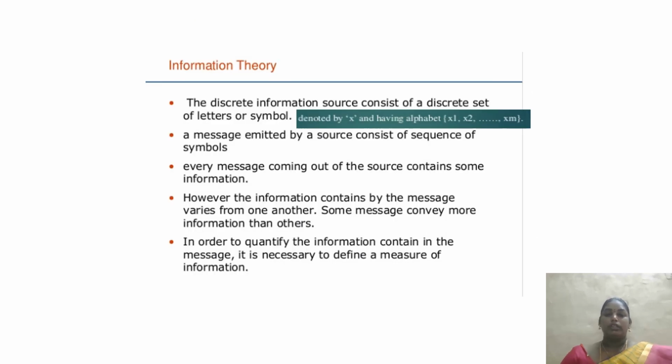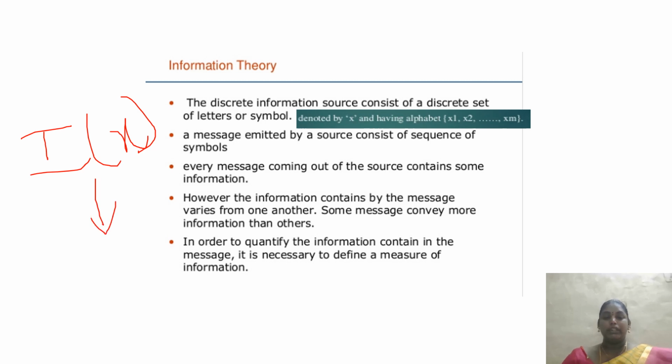So basically the information theory is denoted with I of x. That is nothing but we are going to calculate the information with the notation I of x, and it is completely related to the probability of occurrence of that particular x. Here x we will call a source, and that source may have multiple symbols. Based upon the occurrence of all the symbols, we are going to calculate the information content.